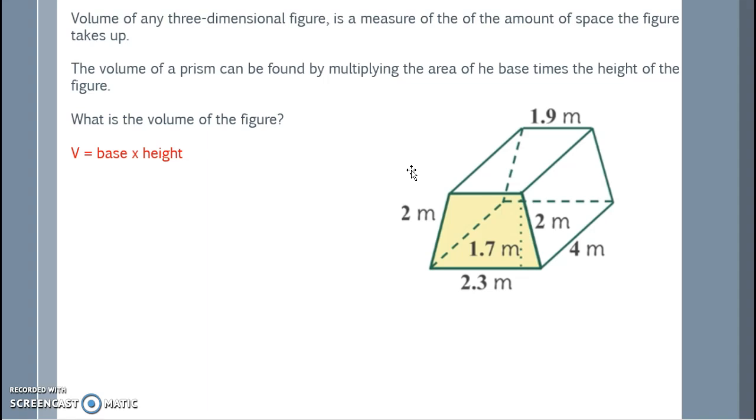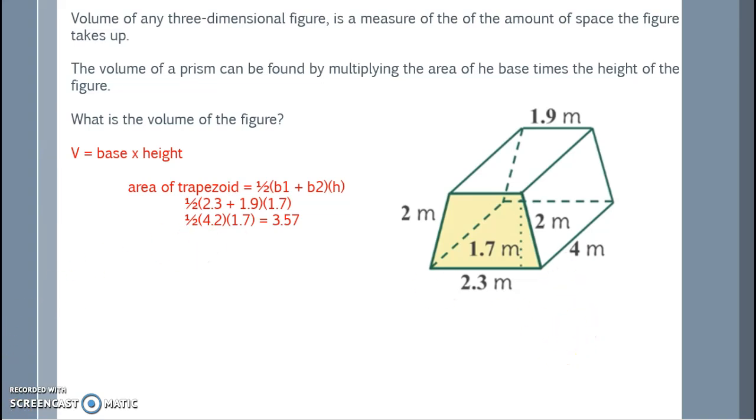Let's find the volume of this trapezoidal prism. So notice our base is a trapezoid. So we need to find the area of a trapezoid, which is half times the base 1 plus base 2 times the height of the trapezoid. So half times 2.3 meters plus 1.9 meters times the height of 1.7 meters. That gives us half times 4.2 times 1.7, so 3 and 57/100ths meters for the trapezoid. We need to take that times the length in this particular case, which is 4 meters.